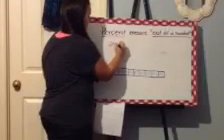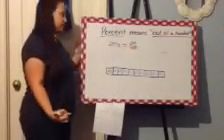Today we're talking about percent, and percent means out of 100. So 25% would be the same as saying 25 out of 100. We can also look at 10%. And we can write this 10 over 100. And if we simplify this, we could also say that it's 1 out of 10.